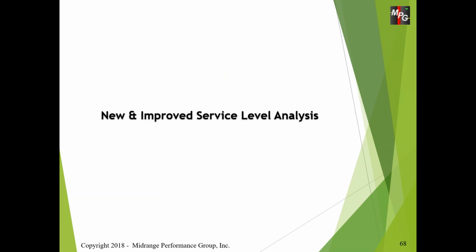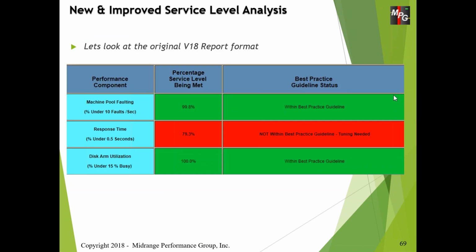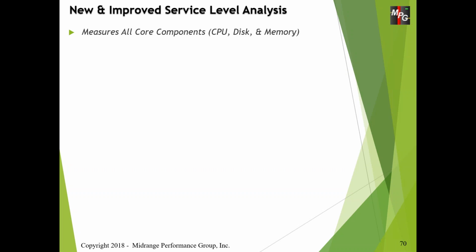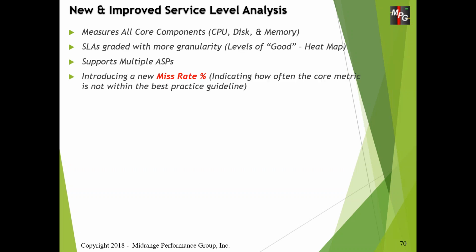New and improved service level analysis, love this. In version 18, it was very simple. You can go in and look at the core things that can cause pain on your box, and people liked it. But we made it even better. In version 19, we measure all core components as usual. We do SLAs that are graded with more granularity, and I call it levels of good, like a heat map. So you'll see in a little bit what that means.